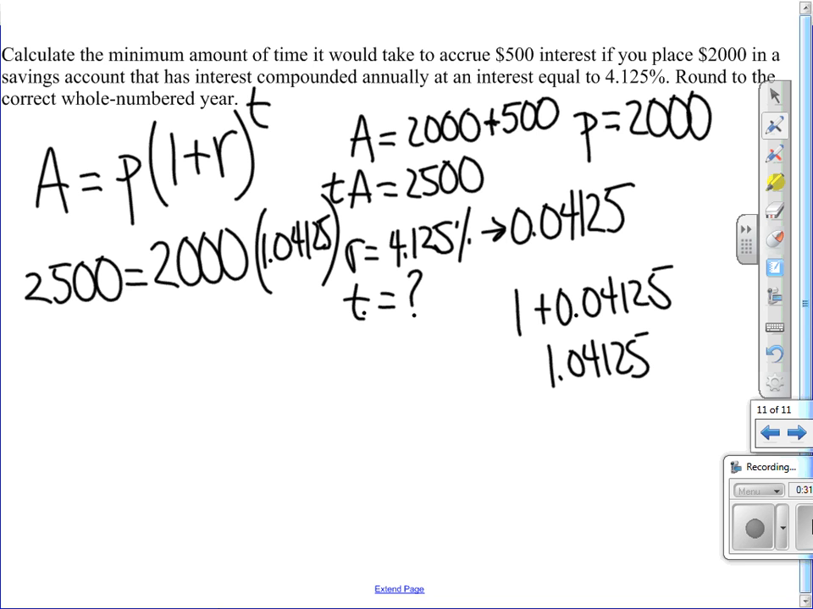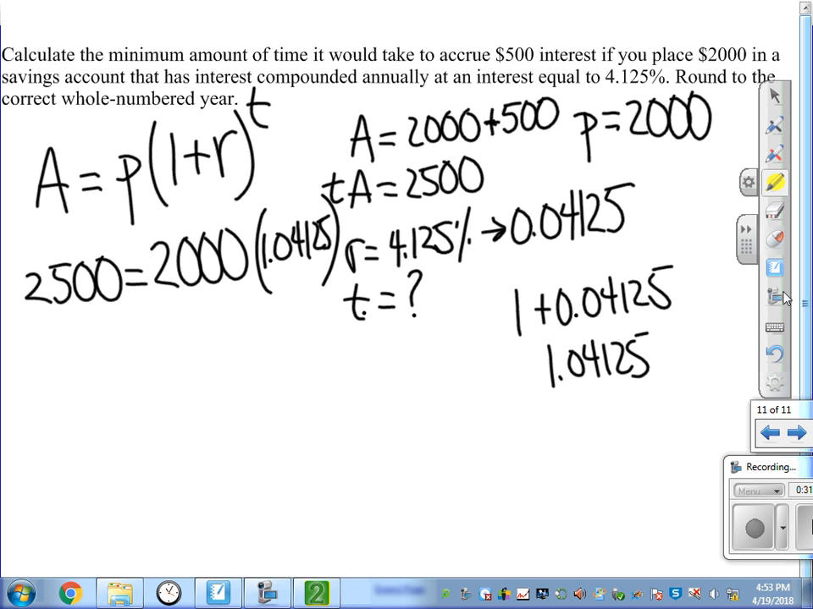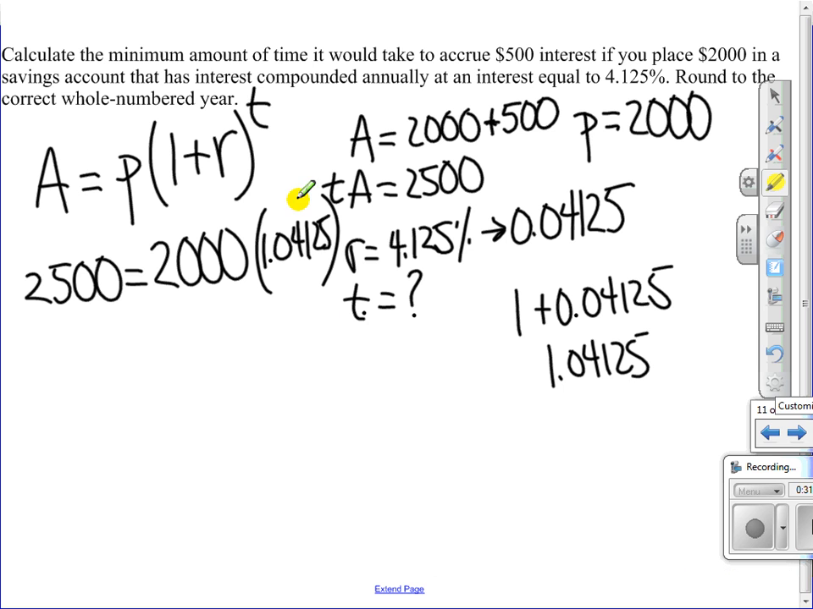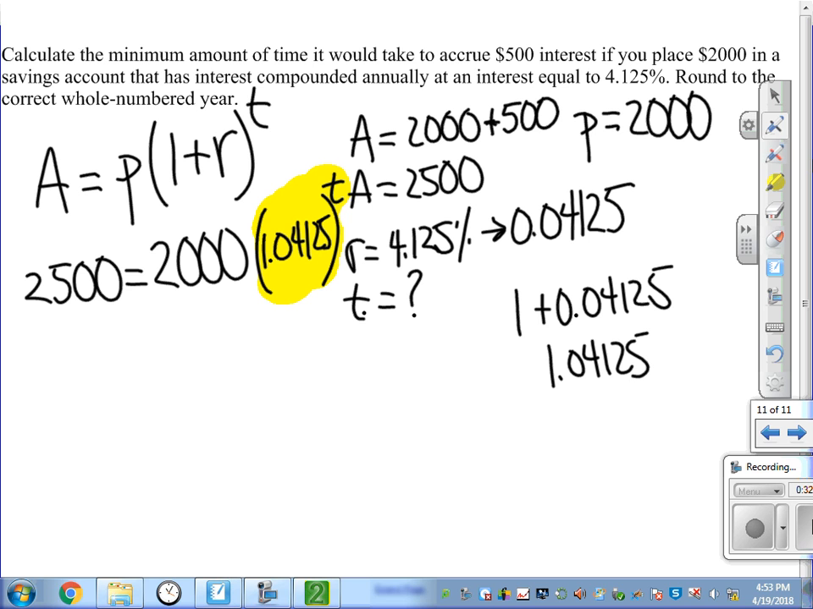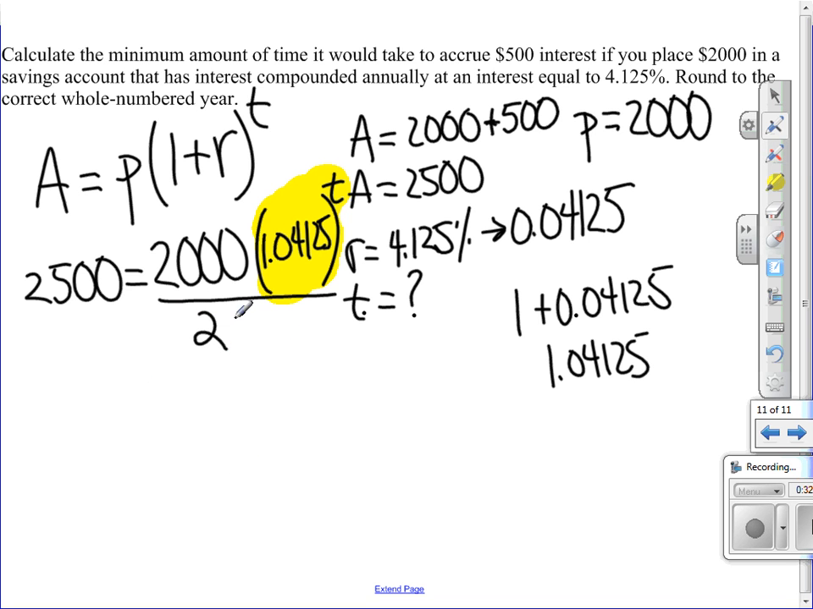All right, it's an exponential equation. So what I need to do first is I need to get the thing that has my variable by itself first. I'm going to highlight it. How am I going to get that thing in yellow by itself? Well, I need to get rid of that big bad 2,000 that's to the left of it. So we're going to divide both sides by 2,000.